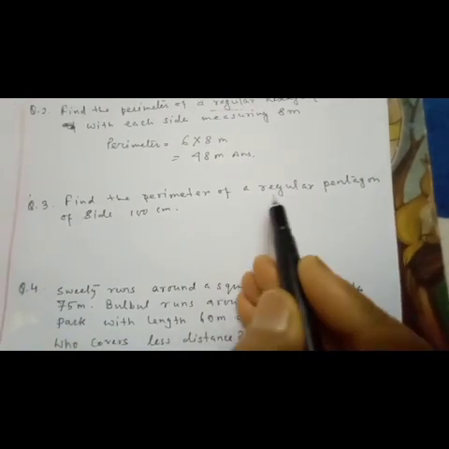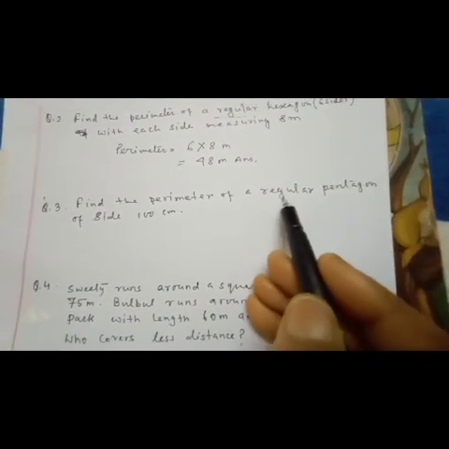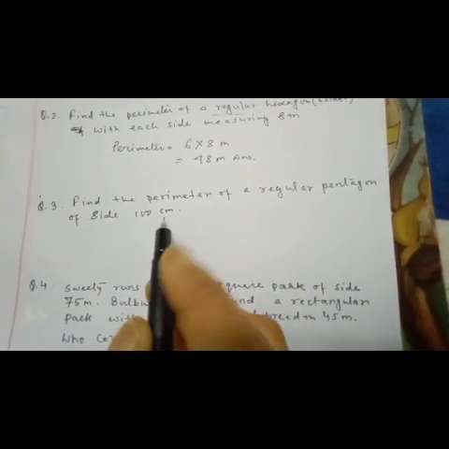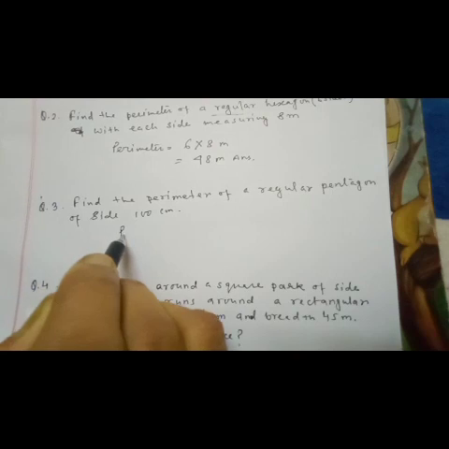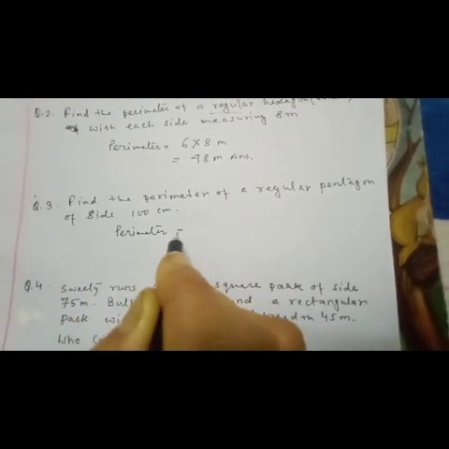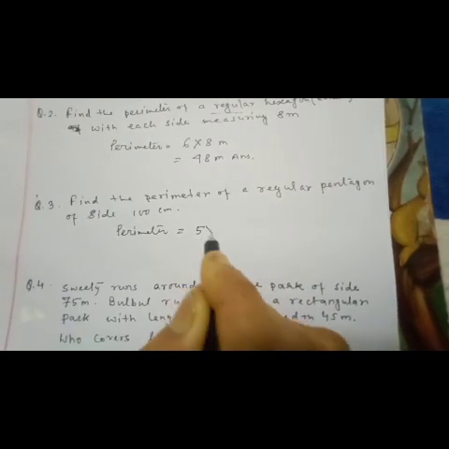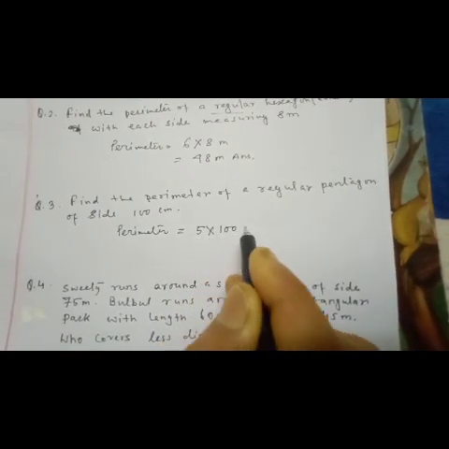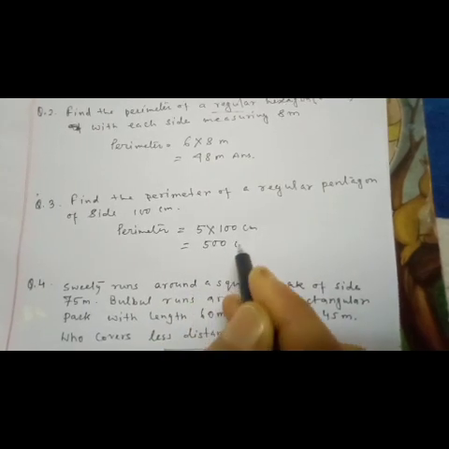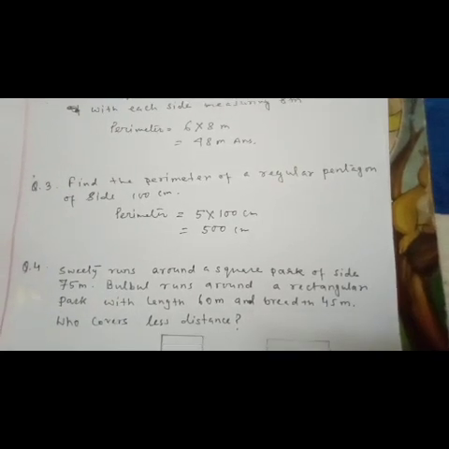Find the perimeter of a regular pentagon. That means a 5-sided figure. All the sides are equal in length and each side measures 100 cm. Therefore its perimeter will be, pentagon 5-sided figure, each side 100 cm, so total length will be 500 cm. Okay. Now come to the next question.